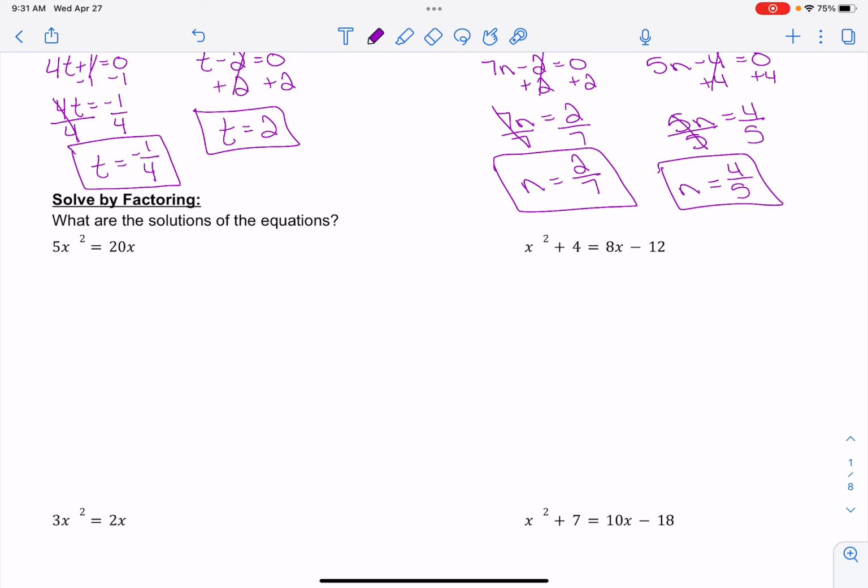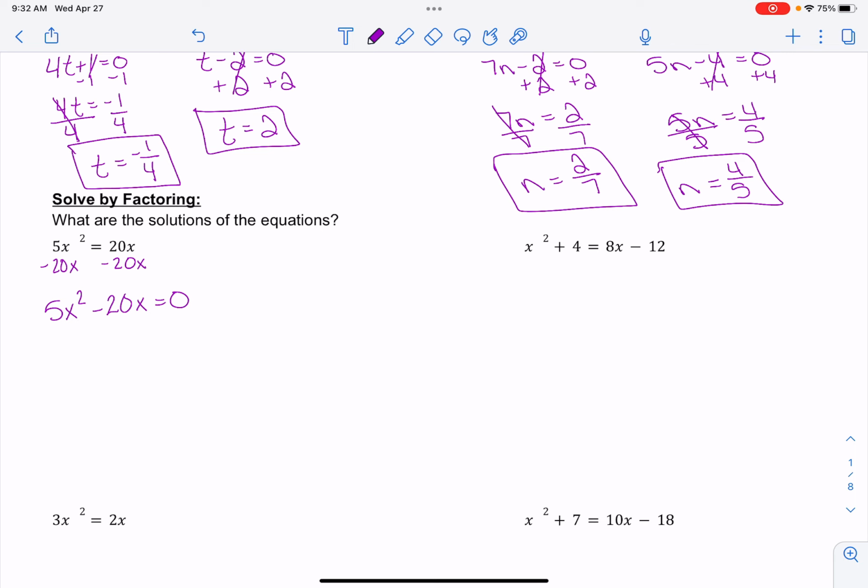So in this first example we have 5x squared equals 20x. Well, we need to move that 20x to the left, so we're going to subtract it from both sides. Remember, you cannot combine that 5x squared and -20x because one of them has an x squared, the other one just has an x. So they cannot be combined, they remain two separate pieces. So we have 5x squared minus 20x equals 0. And now we can start our factoring process.